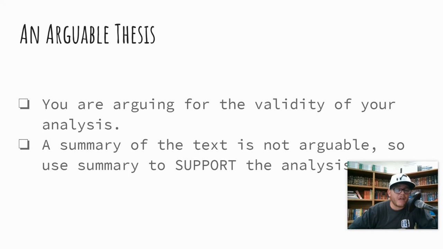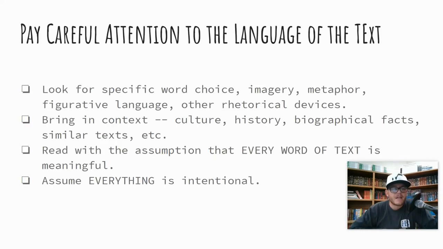Okay, so you can say Abigail Adams wrote to her son for this purpose, and here's the evidence, and then you use bits and pieces of summary there. So just a reminder that the primary function of the analysis is not to summarize the text, but you will use some summary to support the analysis. Summary of the text is not arguable. Use summary to support the analysis, not as the basis for your analysis. Okay, so that's the first key feature, an arguable thesis. Second is paying careful attention to the language of the text.